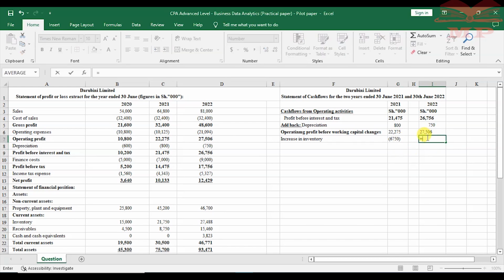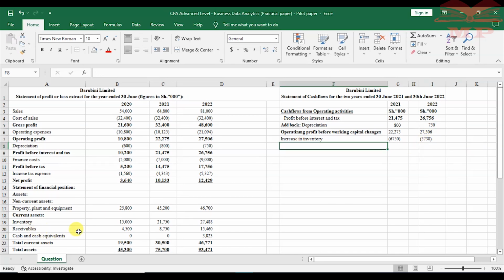So increase in inventory, equal sign: inventory increased from this minus 27,488. And of course, the increase in inventory there is 57,38. So this will be there. It is fine that way.